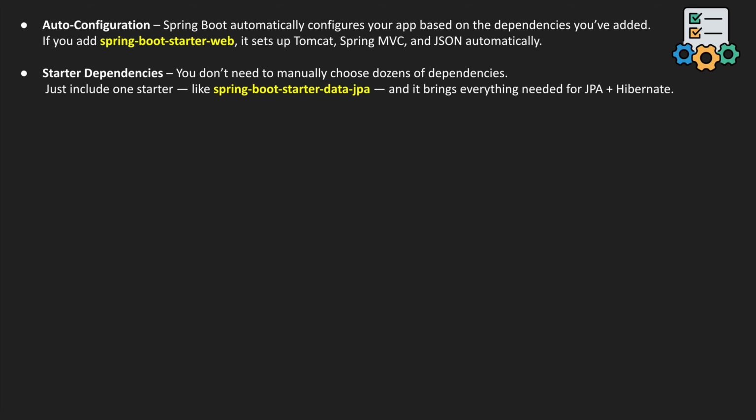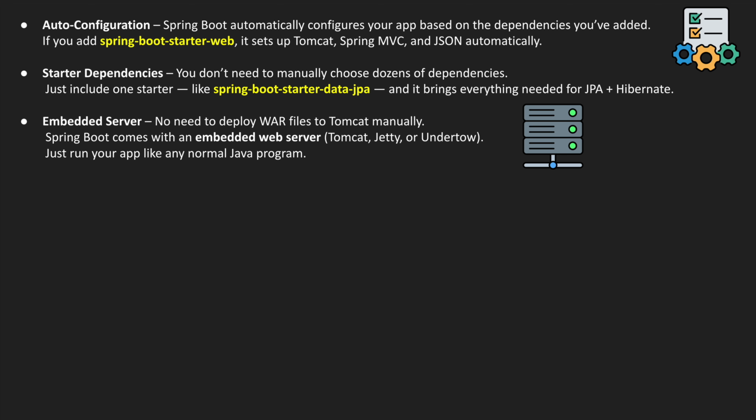The next one is the starter dependencies. As I said, for everything that you do in Spring Boot, we have a starter. For example, we have a starter for the web, and a starter for the data JPA layer. Instead of adding the JPA layer, Hibernate, and all other related dependencies, with Spring Data JPA you are adding all those dependencies at once. It also has an embedded server.